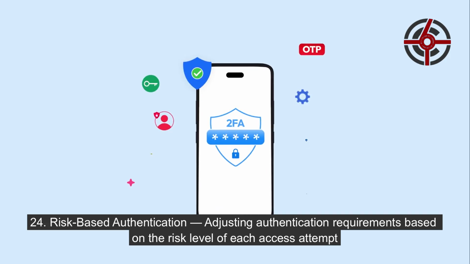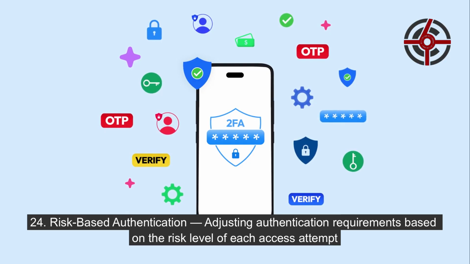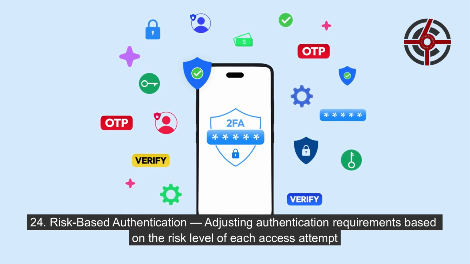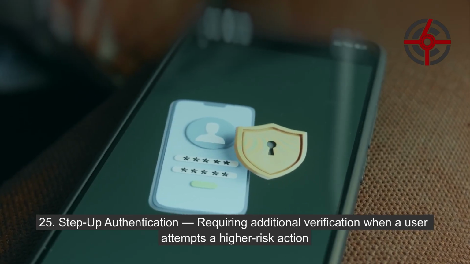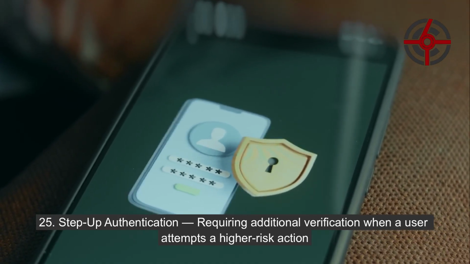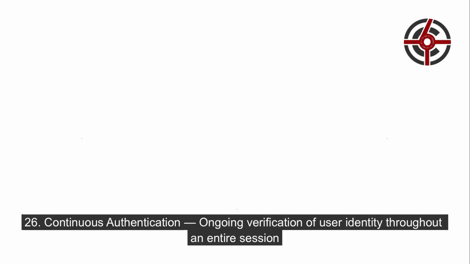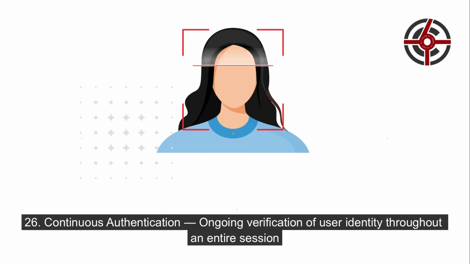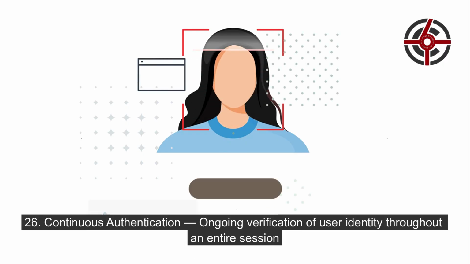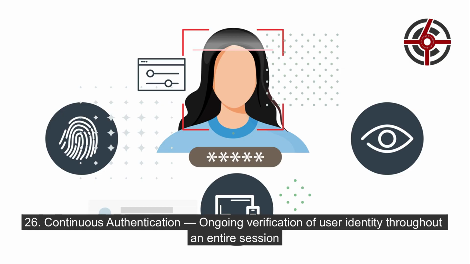24. Risk-based authentication, adjusting authentication requirements based on the risk level of each access attempt. 25. Step-up authentication, requiring additional verification when a user attempts a higher risk action. 26. Continuous authentication, ongoing verification of user identity throughout an entire session.